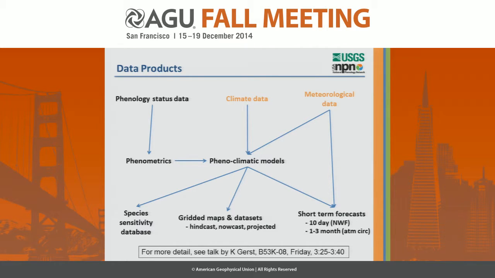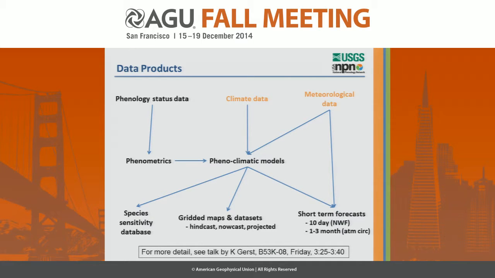Now at the top of that column, data products. So what are we trying to produce? What are we trying to create that take this raw data, presence, absence of a phenophase? Do you see a leaf on your red maple in your backyard? Yes or no? And convert that into derived data products. So we have phenological status data that we're converting into what we call phenometrics: onset, end, duration, peak, et cetera.